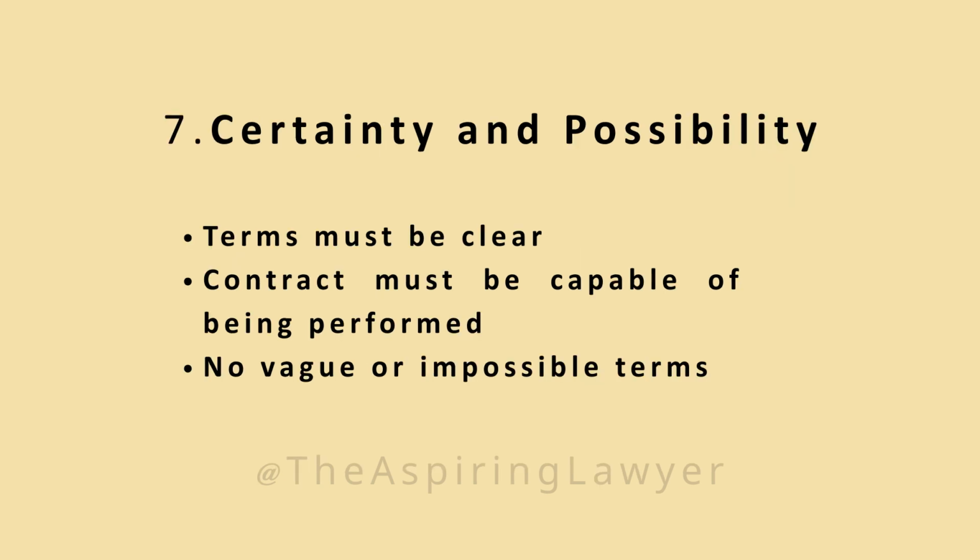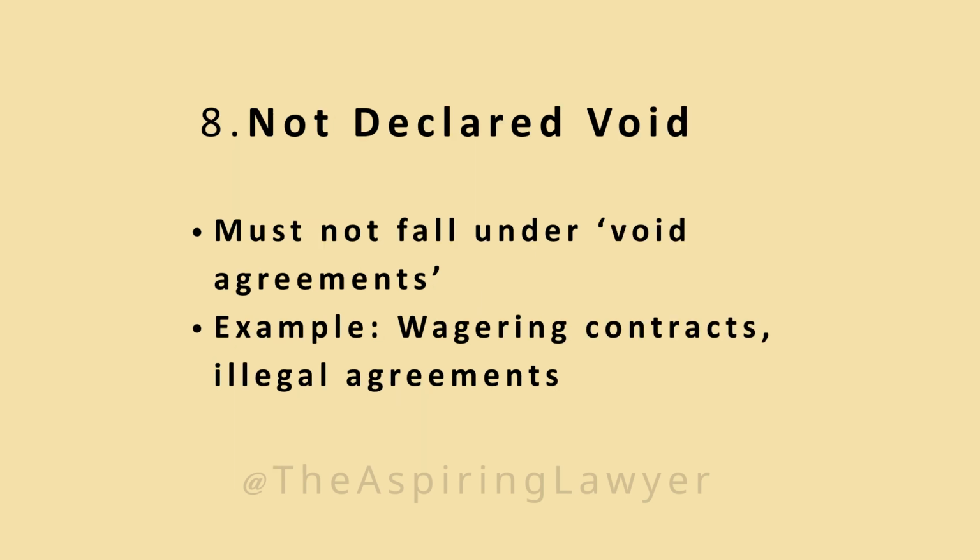Seventh is certainty and possibility of performance. A contract must be clear and doable. If I say I'll give you the moon, that's not a valid contract. And finally, the contract should not be something that the law has already declared void. Like a wagering agreement, betting on matches is void under Indian law.